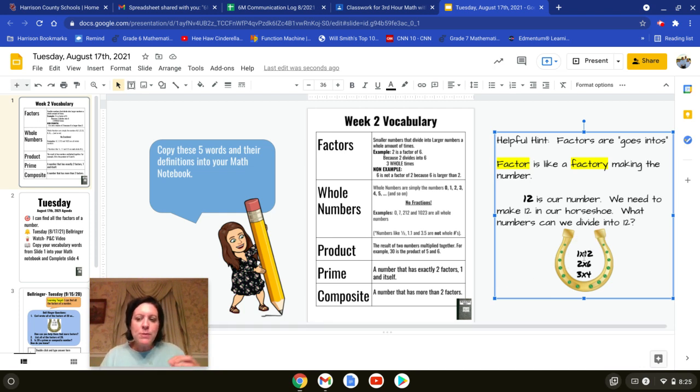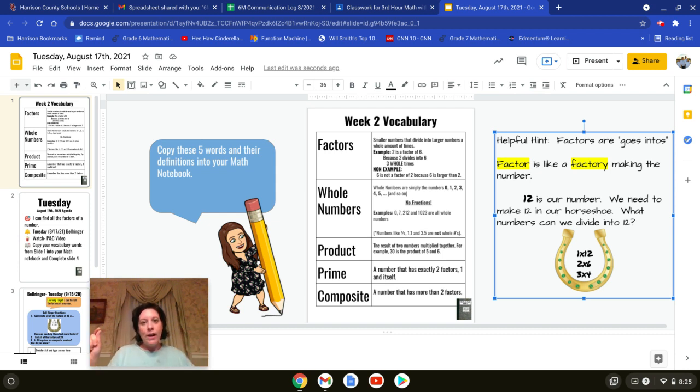Now, notice by going in order, I've eliminated 7, 8, 9, 10, 11, 12 because I'm going in order with my small numbers. It narrows my gap down and makes it less numbers I have to check. You do not have to do it this way. If you know all the factors of 12 and know you found them all, great. But if not, this is a way to help you check.